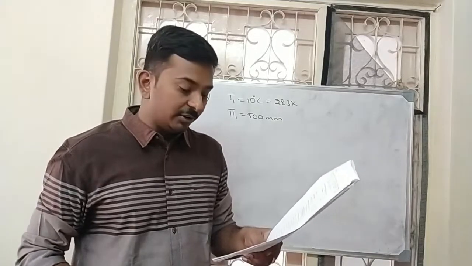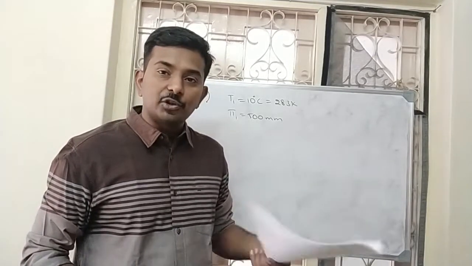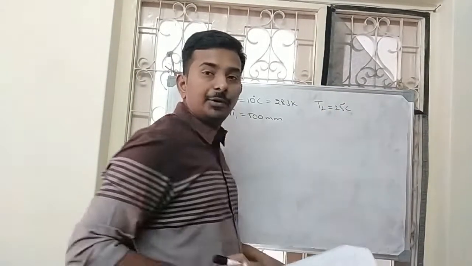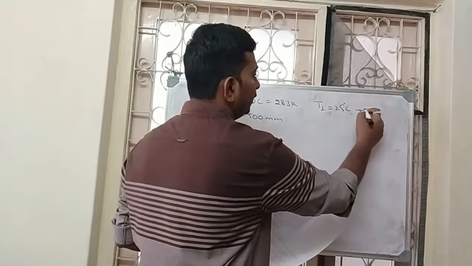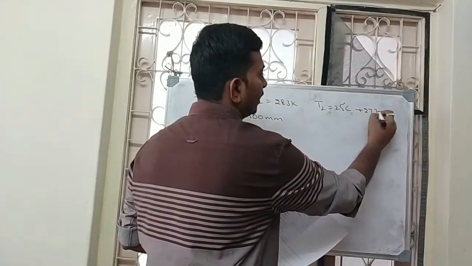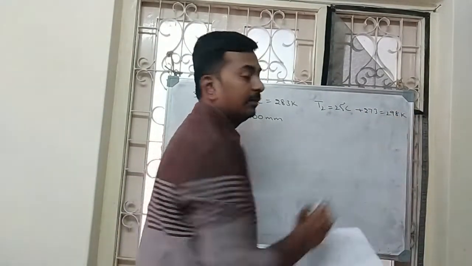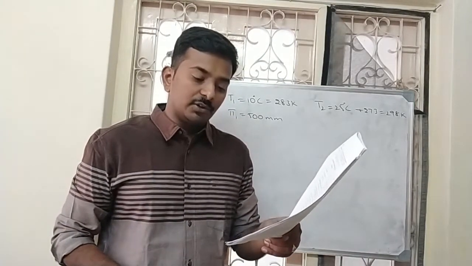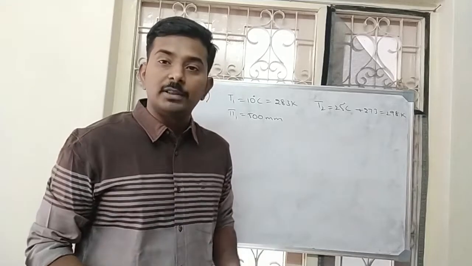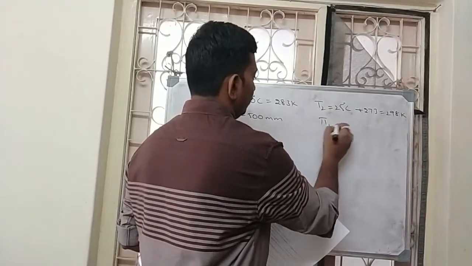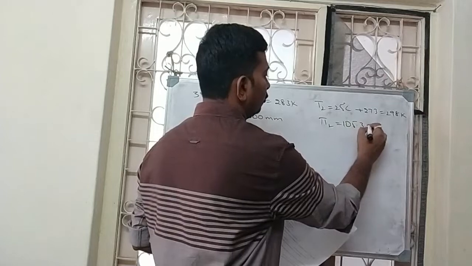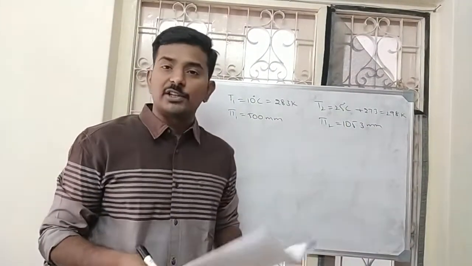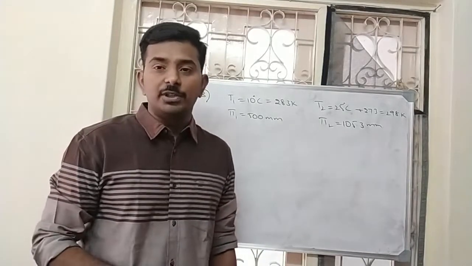The solution is diluted and the temperature is raised to 25 degrees. So now the temperature is changed to 25 degrees. So in Kelvin it will be plus 273, that is 298 Kelvin. It is now found that osmotic pressure of the solution is reduced to 105.3 mm. They are asking what is the extent of dilution. That means what is the volume change they are asking.